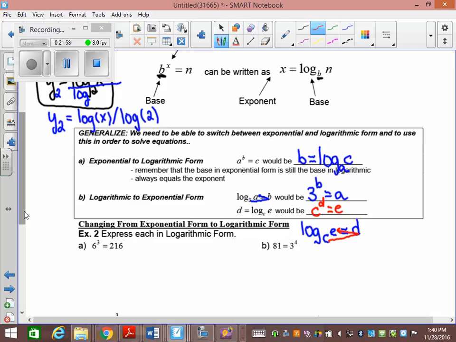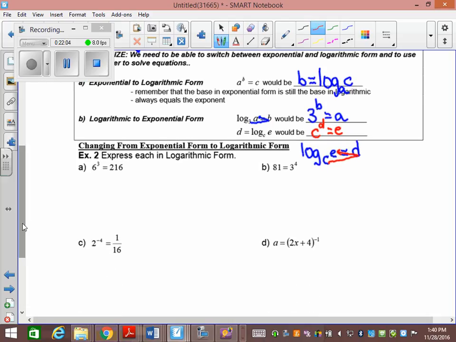And you'll be able to do this backwards and forwards, trust me, because you'll use it a whole bunch of times. So we want to change from exponential to log form. So we have exponential, we need to change to log. It always equals the exponent. So 3 equals log base 6, because the base of the exponent is the base of the log, and then 216.